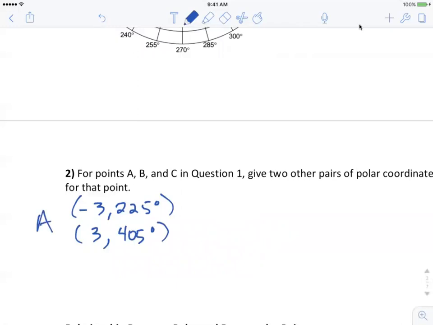Okay, so if you have a question that asks you for alternate forms, some techniques we're using here: that first point, add 180 and change the R to a negative. Or the second point, keep the R positive, add 360 to the angle, right? And so we can do that with all of these. Okay, so how about B?